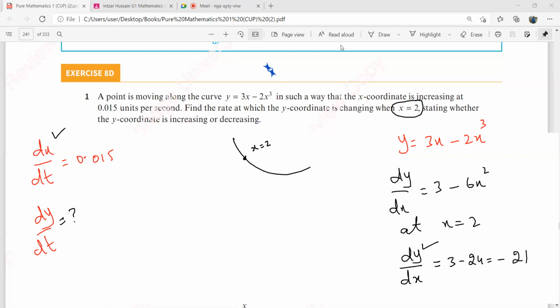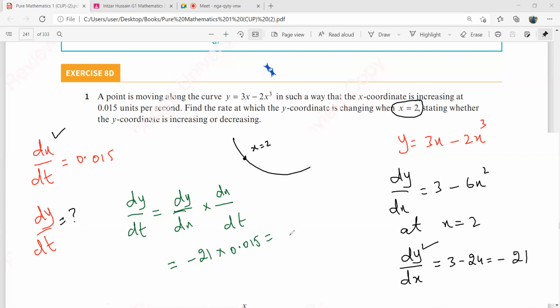Please tell me if I can write this dy by dt as dy by dx times dx by dt. So using the chain rule, we are going to get this value of dy by dt. So you have dy by dx, that is minus 21. You have dx by dt, that is 0.015. Can you please multiply this for me?